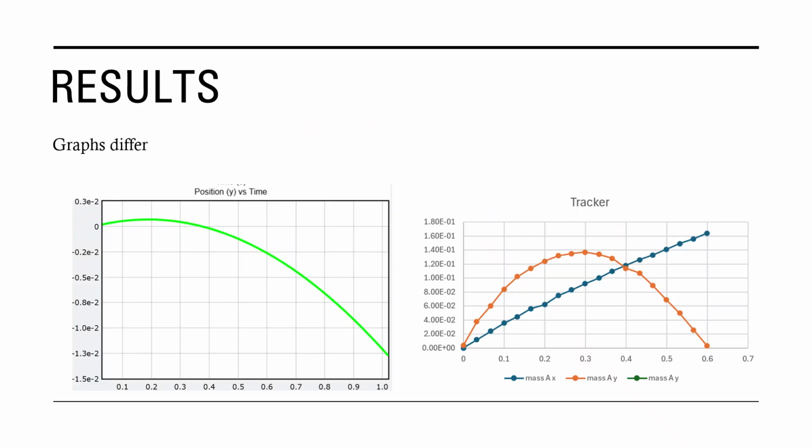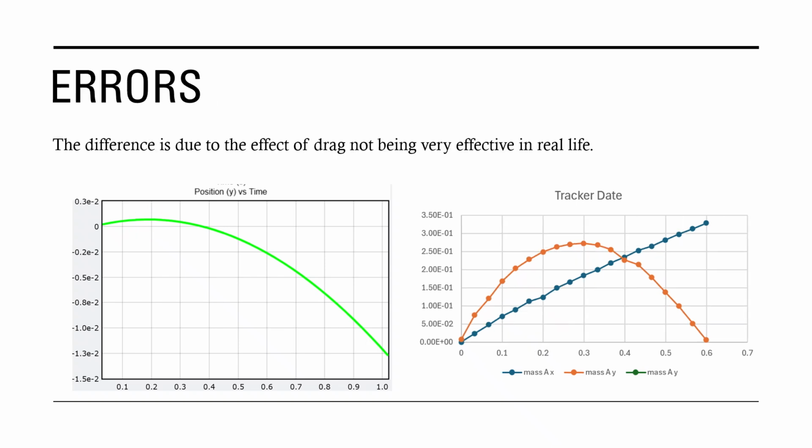For our results, we're going to see that our graphs differ quite a bit, mainly because of this point right here, which is the peak in our computational model. It's close to 0.2, but in Tracker we see that this peak is closer to 0.3 seconds instead of 0.2 seconds. And why is this? Well, this is because the effect of drag was not as strong in real life as predicted with the computational model, probably because the object was in the air for too little time, less than 1 second.